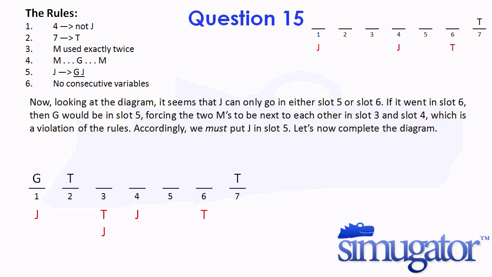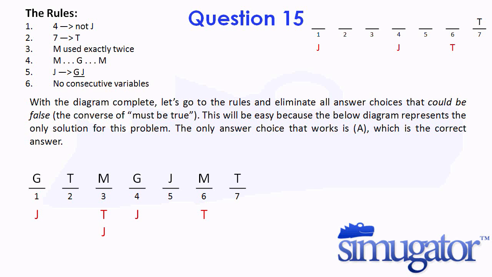Now, it seems that J can only go in either slots 5 or 6. This is clearly shown in our diagram with the negative deductions. Now, if J went in slot 6, then G would have to be in slot 5, forcing the two M's to be next to each other in slot 3 and 4. This is a violation of the rule that prohibits consecutive variables. Accordingly, we must put J in slot 5. Let's complete the diagram to see how it looks. And that's how it looks.